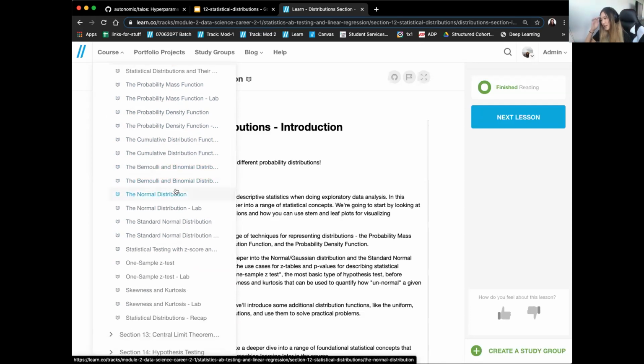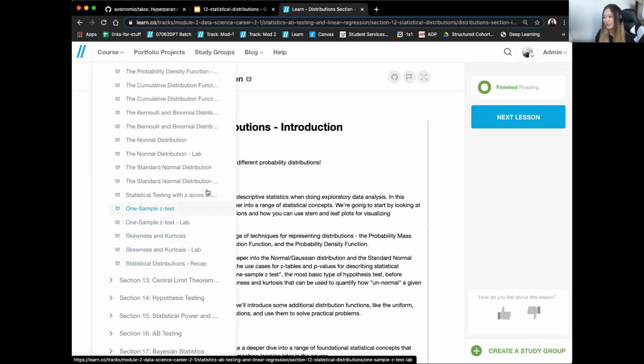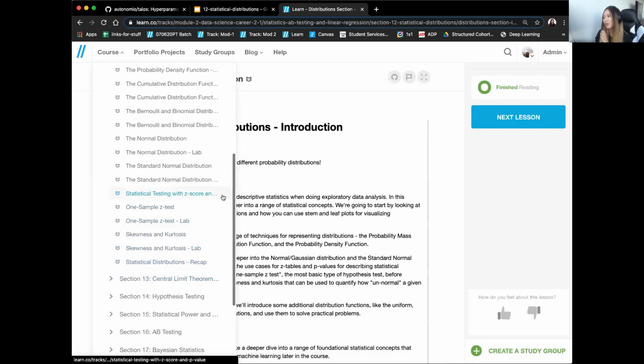But the main thing to take away from this section is the normal distribution labs, as well as the ones right after that, statistical testing. However, the number of labs in this section is a lot. So I'm actually going to stop today right before one sample z-test, and I'm going to start next section with that. Basically today I'll only introduce what a z-score is, and that'll end today's session.